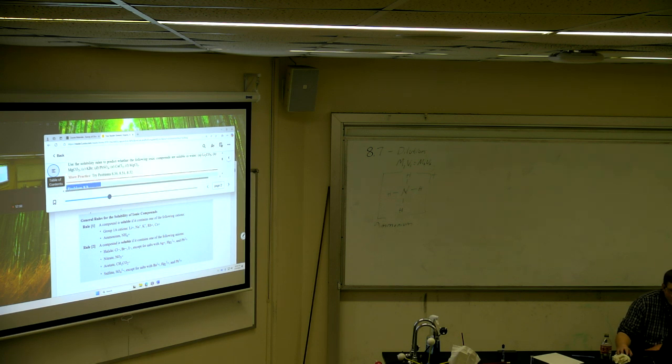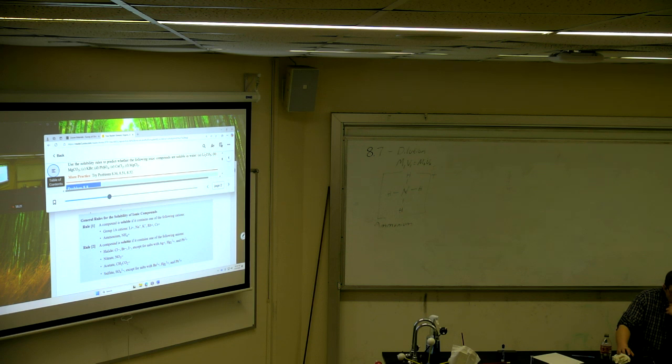Li2CO3, lithium carbonate. Is that soluble in water? It's listed here, so it is. I mean, lithium is listed here, right here in Rule 1. So that is soluble in water. MgCO3, you don't see Mg anywhere down here, so that's not soluble, magnesium carbonate. This is potassium bromide. K is right here, so that is soluble.